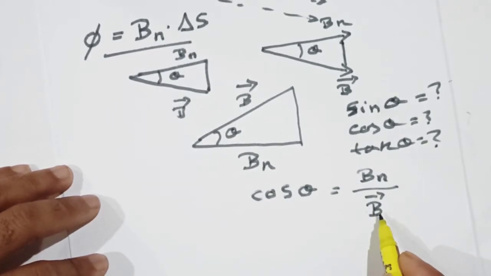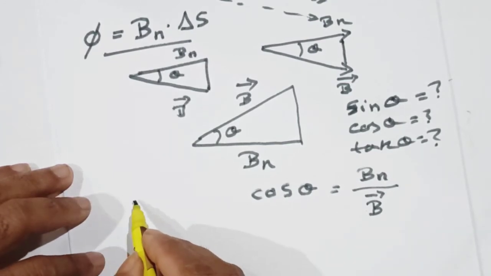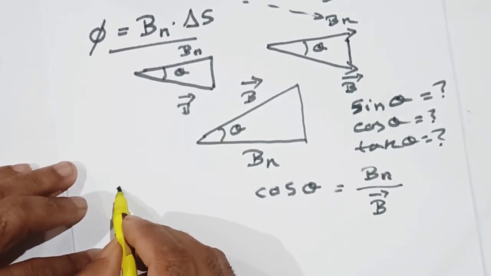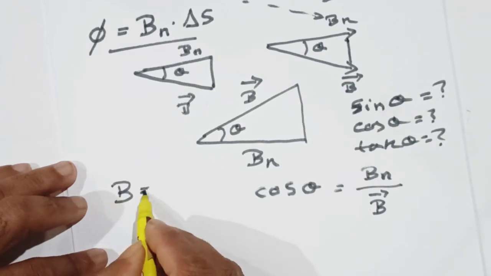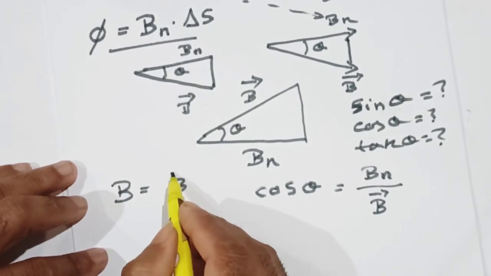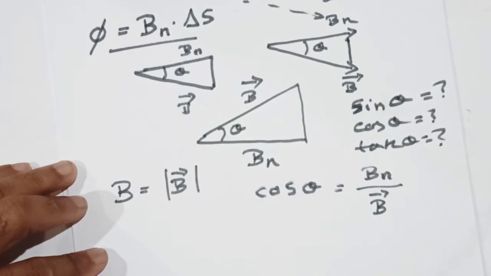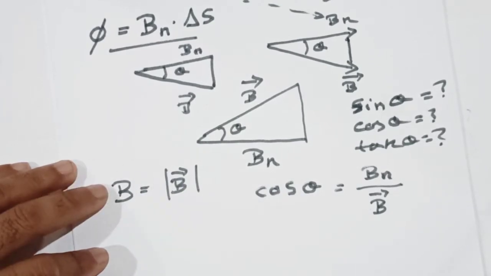But we have to know that we can express it in magnitude. Here let me write magnitude. B is simply equal to like this, the same. So in magnitude, if we want to write, you discard this vector.